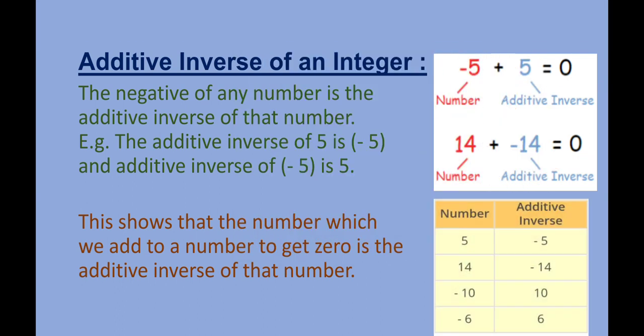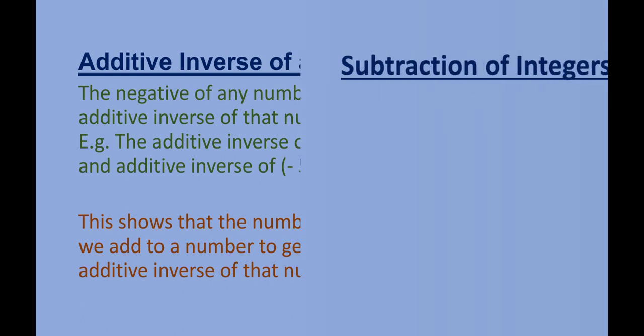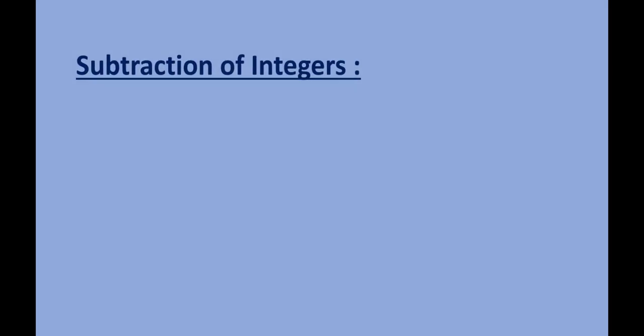Now come to some more examples. Additive inverse of 5 is minus 5. Additive inverse of 14 is minus 14. Additive inverse of minus 10 is 10. Additive inverse of minus 6 is 6. Now come to subtraction of integers. Here we will use the additive inverse.